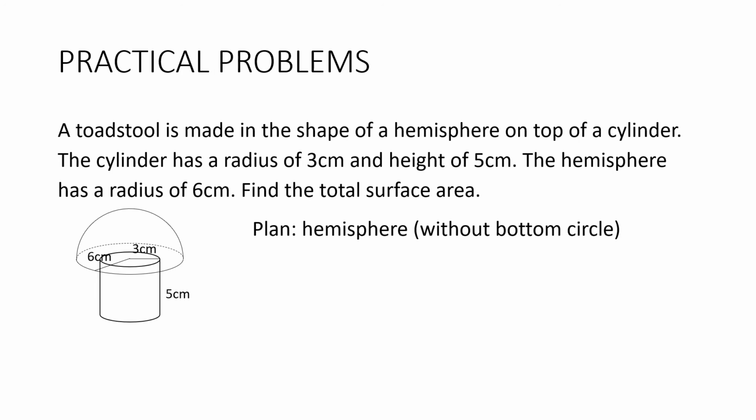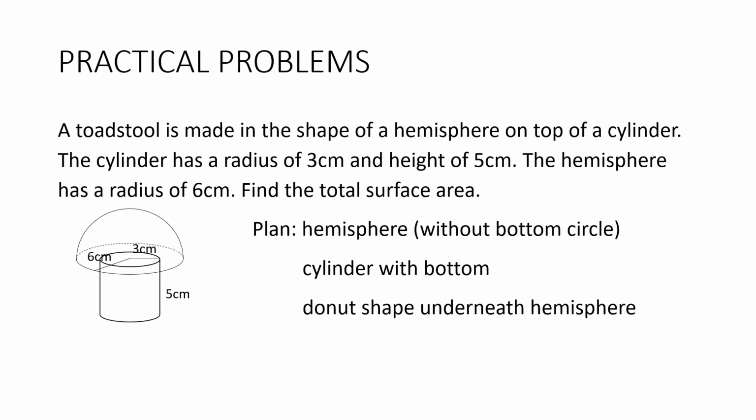So firstly we're going to do the hemisphere, but we're not going to do the bottom circle. Then we're going to do the cylinder with only a bottom. And then finally we're going to do this donut shape in here, which is going to be the outer circle with radius 6 centimetres, take away the inner circle with radius 3 centimetres. That shape there, that donut shape, is actually called an annulus.